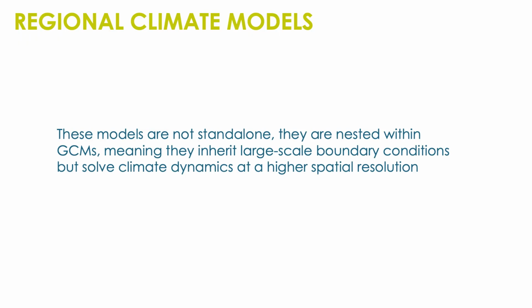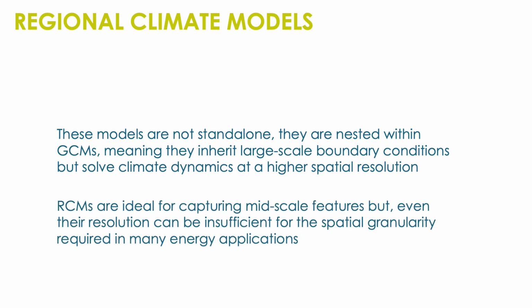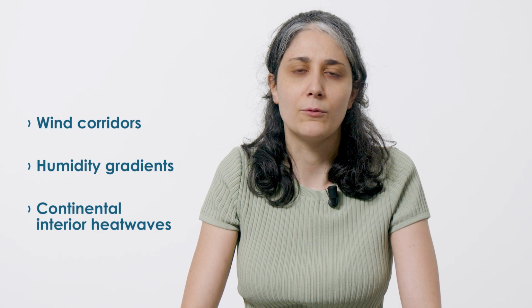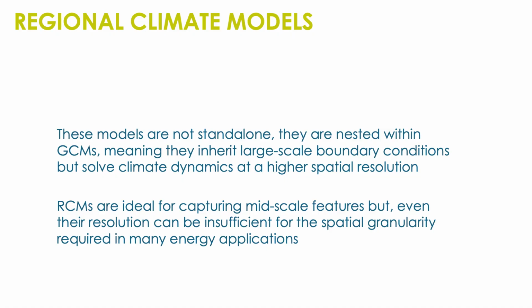To address this, climate scientists use regional climate models. These models are not standalone; they are nested within global climate models, meaning they inherit large-scale boundary conditions but solve climate dynamics at a higher spatial resolution, typically from 10 to 25 kilometers. Regional climate models are ideal for capturing mid-scale features like wind corridors, humidity gradients, or continental interior heat waves. However, even their resolution can be insufficient for the spatial granularity required in many energy applications.